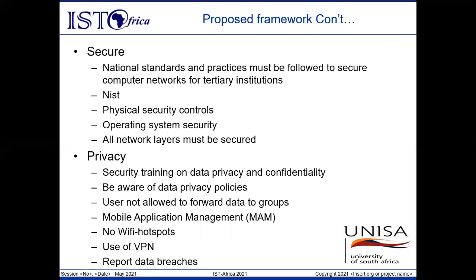The other phase that we're going to look at is called privacy. To ensure that there is data protection in the network for tertiary institutions, security trainings on data privacy and confidentiality are supposed to be carried out regularly. Tertiary institutions are recommended to come up with data privacy policies. Users are not allowed to forward data to groups.